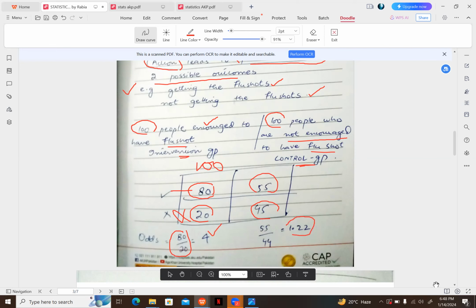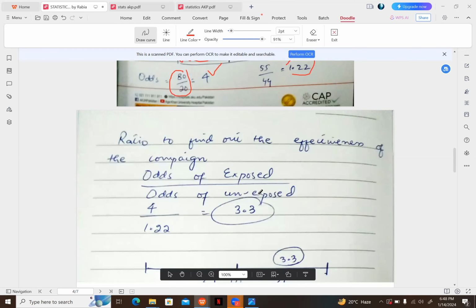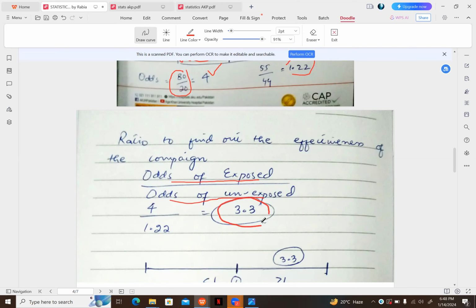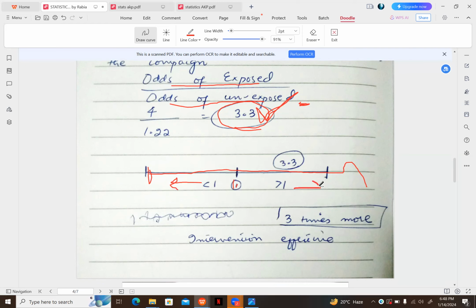So I will take the ratio of these, 4 divided by 1.22, that is the odds of the exposed to the odds of the unexposed. This becomes 3.3. Now this number gives us a lot of information. What information is hidden? Look here. This is 1. I have made this table. This is 1. This side is less than 1, and this side is more than 1.